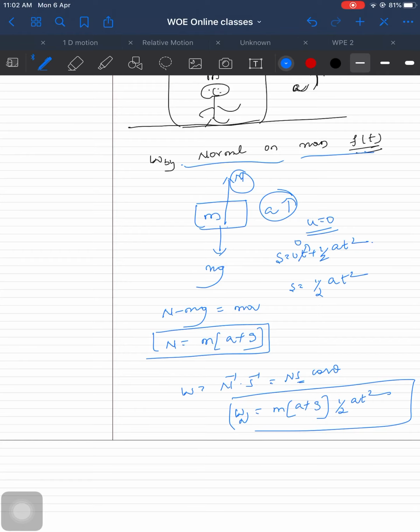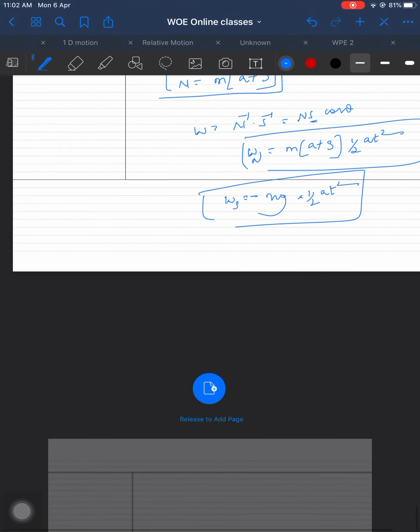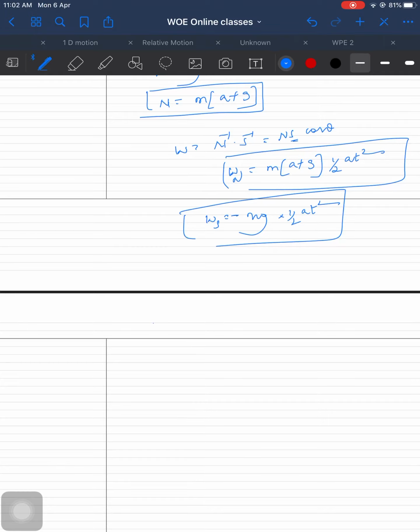Okay, work done by gravity. Work done by gravity is equal to the downward force mg and displacement is equal to half a t square. And what is the angle between mg and displacement and our acceleration? 180 degrees. It becomes minus mg times half a t square. Total work done is equal to work done by normal plus work done by gravity.